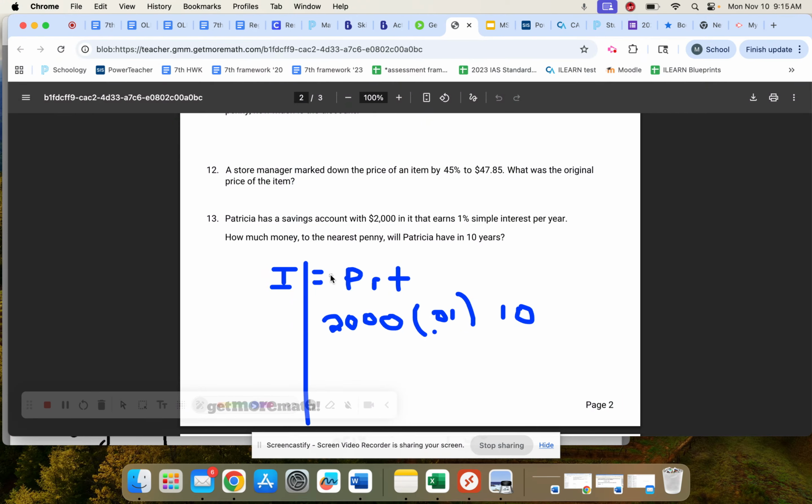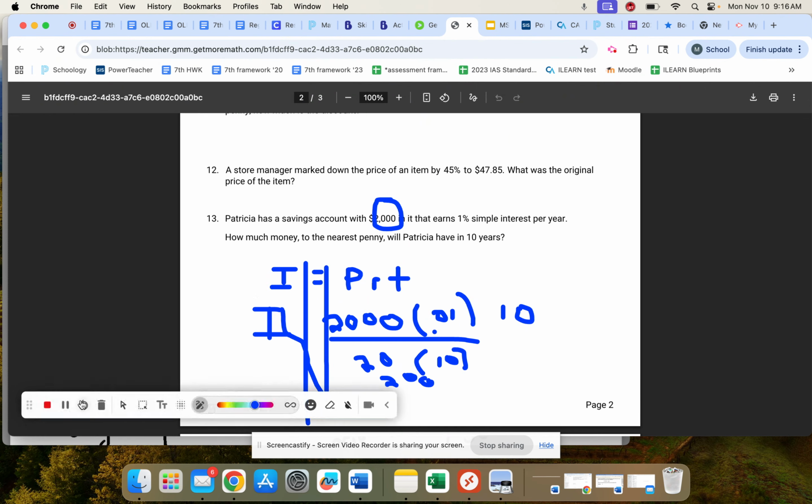So her goal is to get the letter by itself, that's I. I is by itself. If you just multiply these two together, you get 20 bucks. $20 is how much she makes per year, times the 10 for 10 years means she's going to make $200. But don't forget you can't steal the money out of her account. So $200, that's the amount of interest, plus the $2,000 up here, and that will give you your final amount that she will have in her account after 10 years.